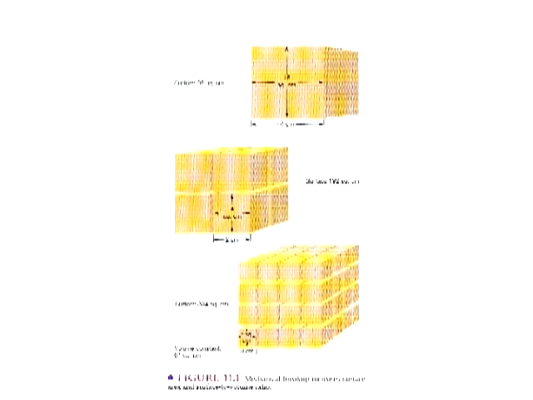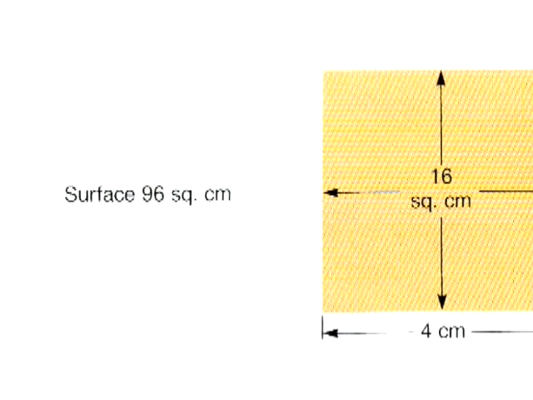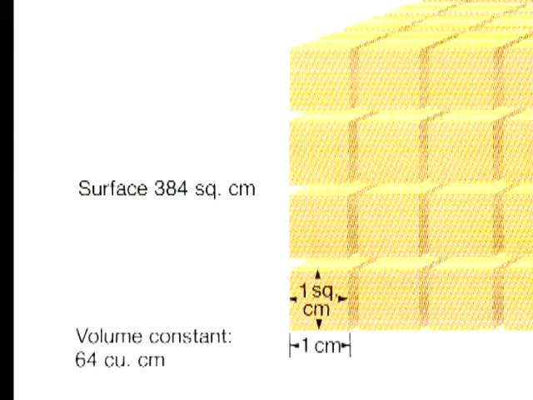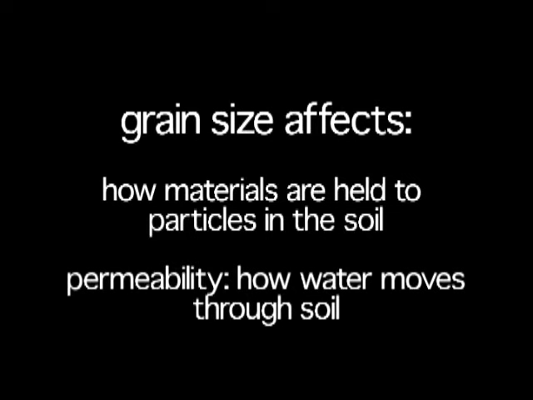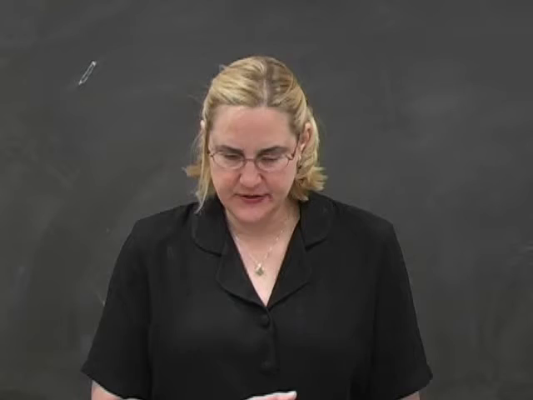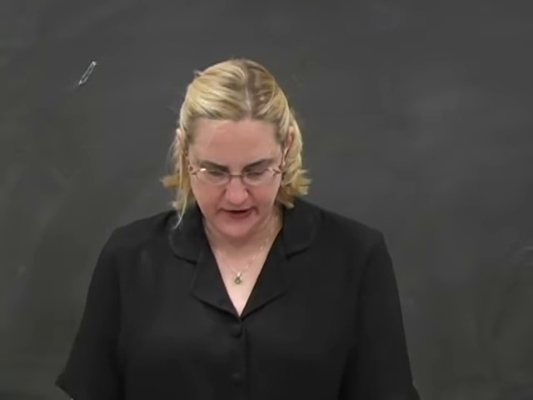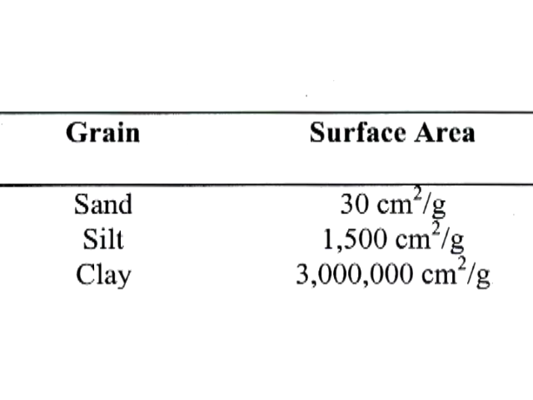Now, what's important about knowing the grain size is that the grain size directly correlates to the surface area of the soil itself, which affects two things. It affects how materials are held to the particles in the soil, and also how water can move through the soil, or its permeability. So first, the surface area. I have listed here the sand, silt, and clay, the grains, and their respective surface areas.